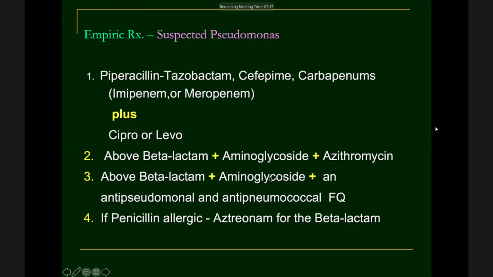And the above beta-lactam plus aminoglycoside plus an anti-pseudomonal or anti-pneumococcal fluoroquinolone that you are going to use. So that's mainly for these patients. If penicillin allergic, aztreonam for the beta-lactam. So that's another option.